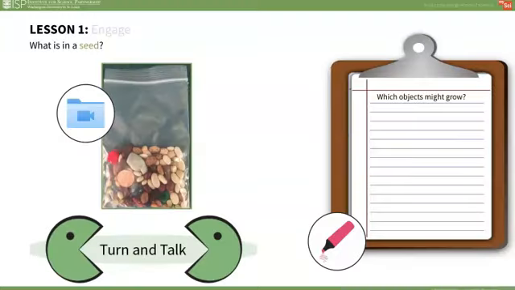Next, divide the class into 6 groups. Give each group a seed with non-seeds in the bag to examine and sort. Ask the class, what kinds of groupings did you make? Did anyone put the seeds together? What kind of seeds were in the bag? Do beans count as seeds? Has anyone ever eaten a bean before?